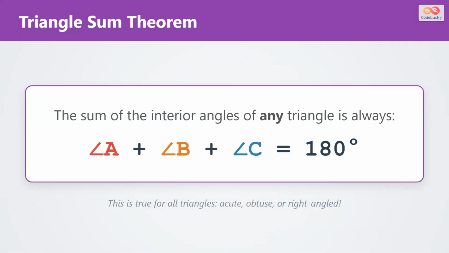The Triangle Sum Theorem states a simple but powerful fact. The sum of the interior angles of any triangle is always equal to 180 degrees. In mathematical terms, angle A plus angle B plus angle C equals 180 degrees. This rule applies to all triangles, whether they are acute, obtuse, or right-angled.